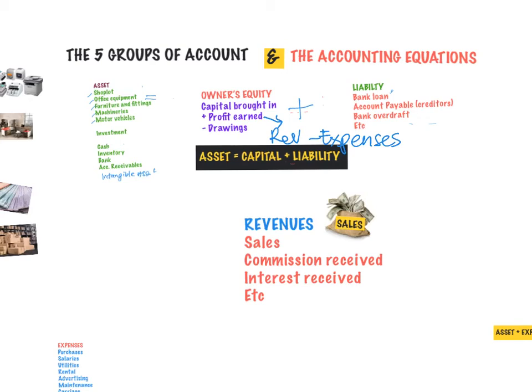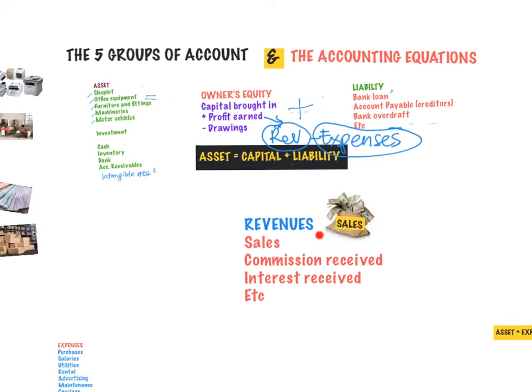Okay, so we are going to look closer into these two groups of account, which are the revenue and also the expenses. First, we look at the revenue. Now, what is revenue? Revenues are whatever income that you generate from your operation. What is the main source of revenue? It can come from the sales. Of course, it will come from the sales. So this is the main source of your revenue.